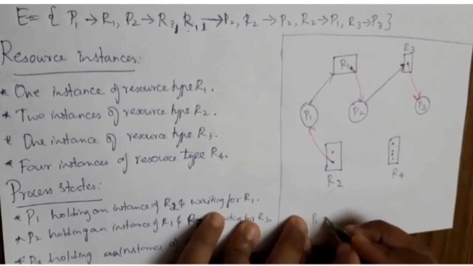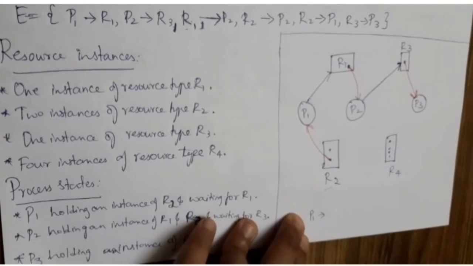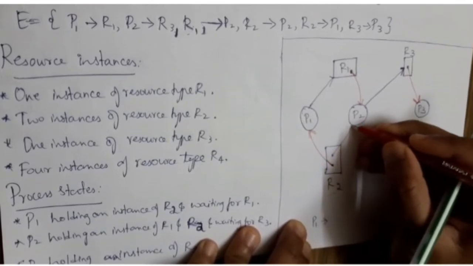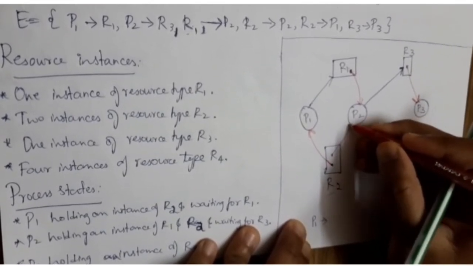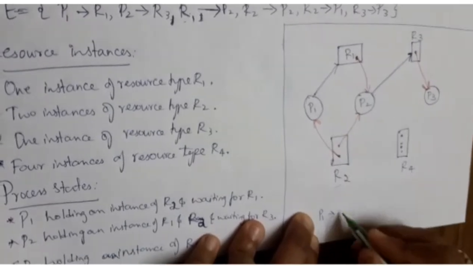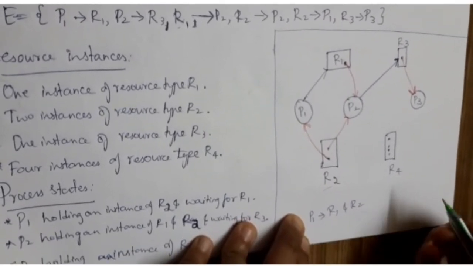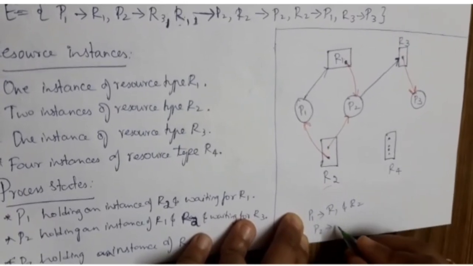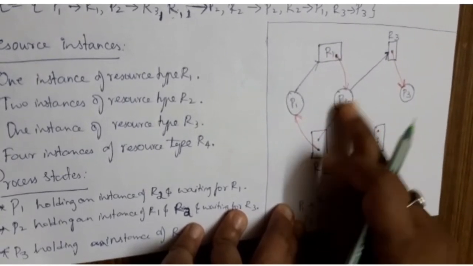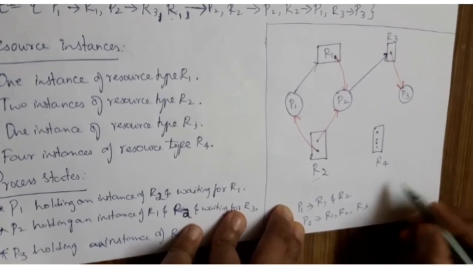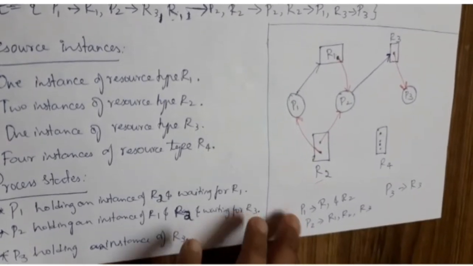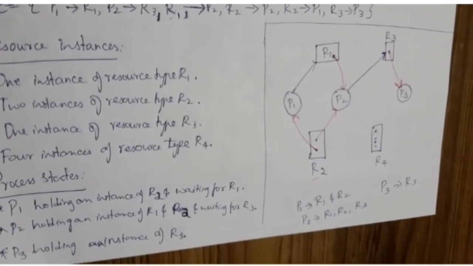For process P1 to complete, it requires resources R1 and R2. Next, for process P2 to complete, it requires resource R1, resource R2 and resource R3. Next, for process P3 to complete, it requires resource R3.